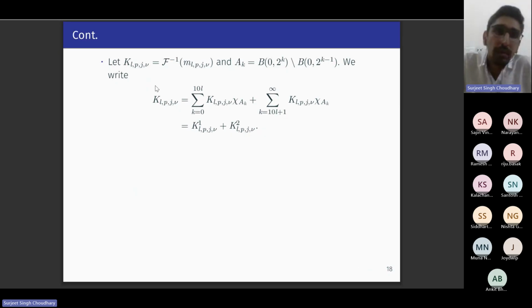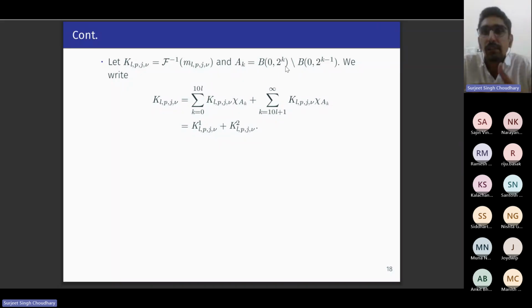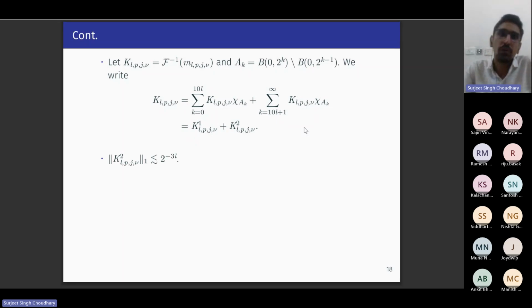Now let K_{ℓ,P,J,ν} be the kernel corresponding to the multiplier M_{ℓ,P,J,ν}, and A_k be the annular region, that is, when |x| is between 2^{k-1} and 2^k. So we rewrite this kernel K as a sum over the annular regions, k from 0 to 10ℓ and k bigger than 10ℓ. We denote the first kernel by K1 and the second kernel by K2. So away from the origin, we have good estimates for the kernel. And basically, we have a good decay in terms of ℓ.